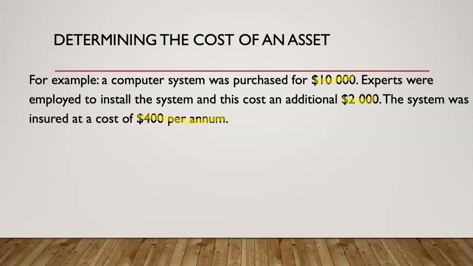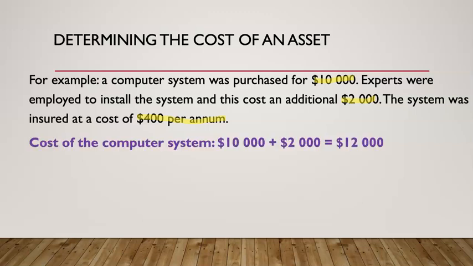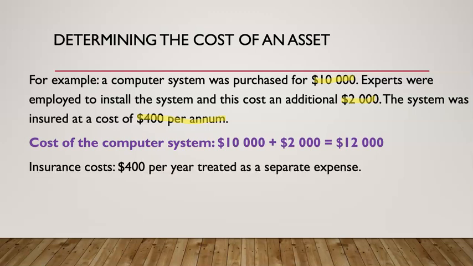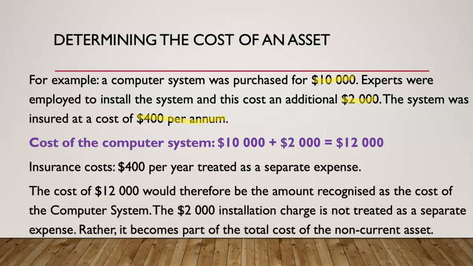I hope by following the previous definition, you've worked out the cost is $12,000. $10,000 for its purchase price, and then an additional $2,000 to install it because it will not be able to earn revenue, be useful to the business until it's installed. The insurance cost of the $400 is a separate expense. It's a recurring cost. Per annum means we must pay it every year, and it's not important to start to earn revenue.